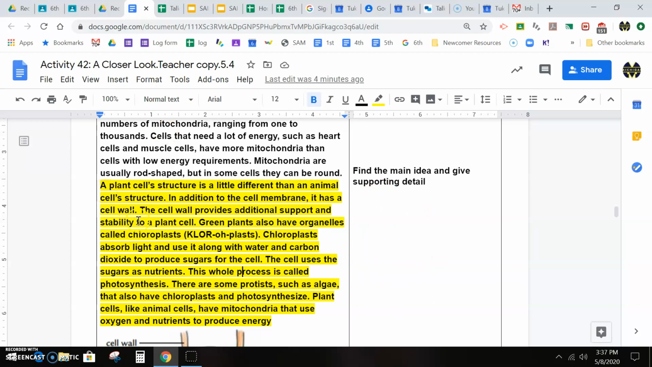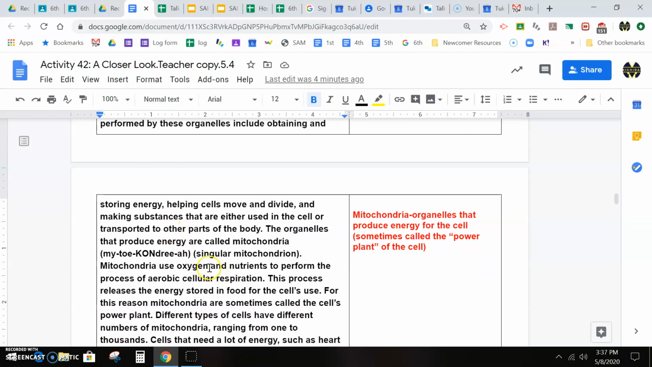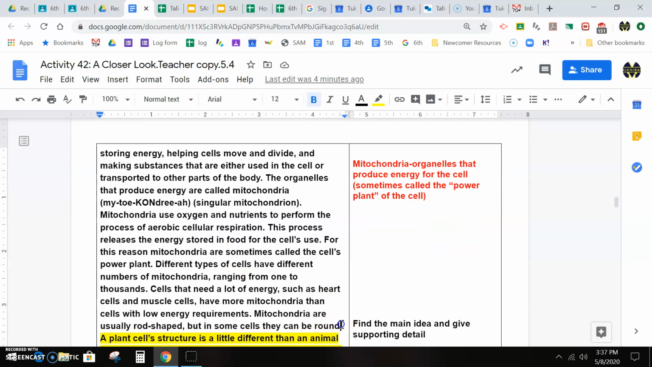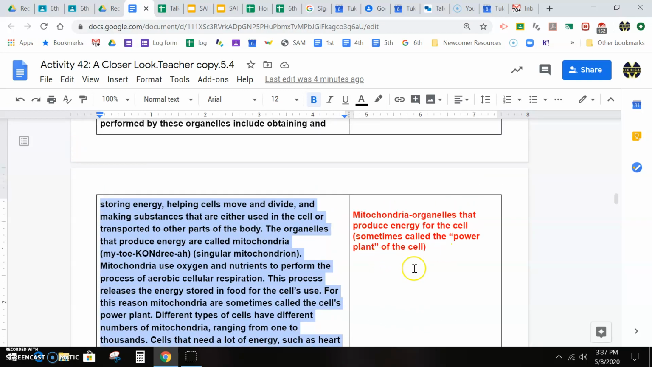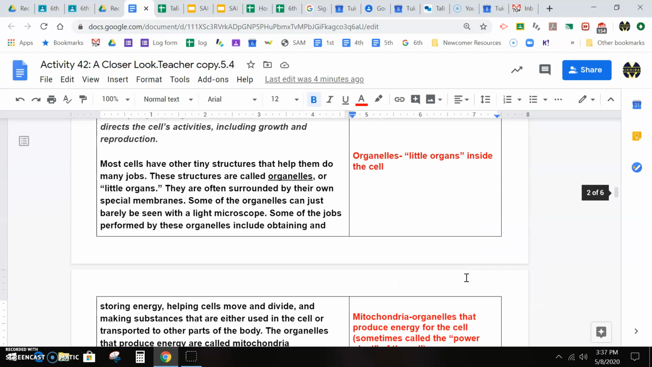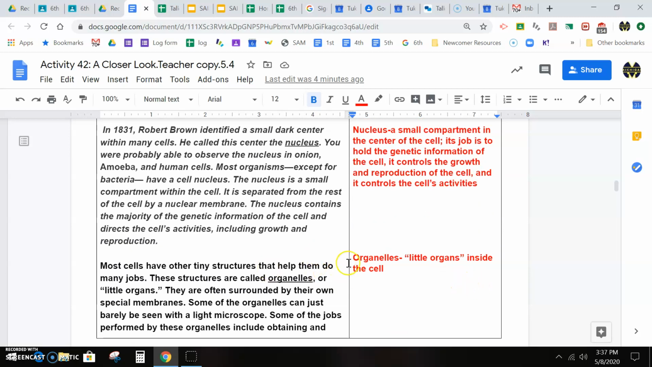All right. If you were with us on Friday in our Zoom meeting, then you would know we read the section before this. In my copy, I have some notes about mitochondria, which is another part of a cell. Those are organelles that produce energy for the cell. Sometimes they're called the power plant of the cell. And then I'm just going to scroll up so you can see what we did. We also took notes on organelles. These are just another word for little organs inside the cell.